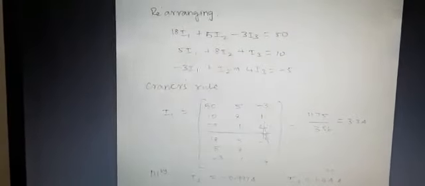Rearranging these equations, you can apply Cramer's rule. I1 is equal to del I1 by del. What is del I1? In del I1, in place of the first column you write 50, 10, minus 5, and the second and third columns are common: 5, 8, 1 and minus 3, 1, 4.